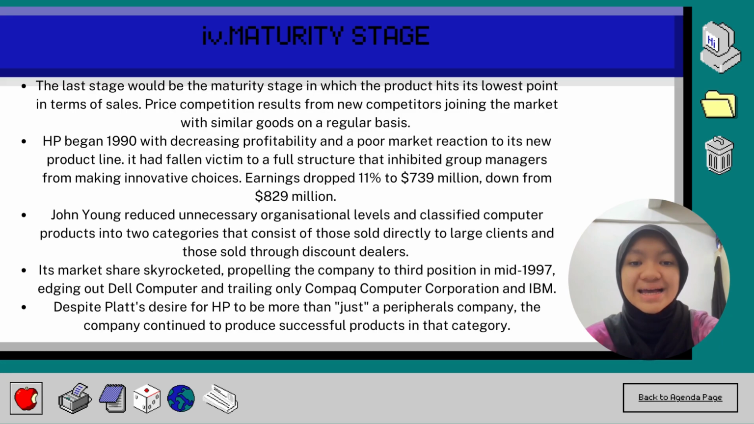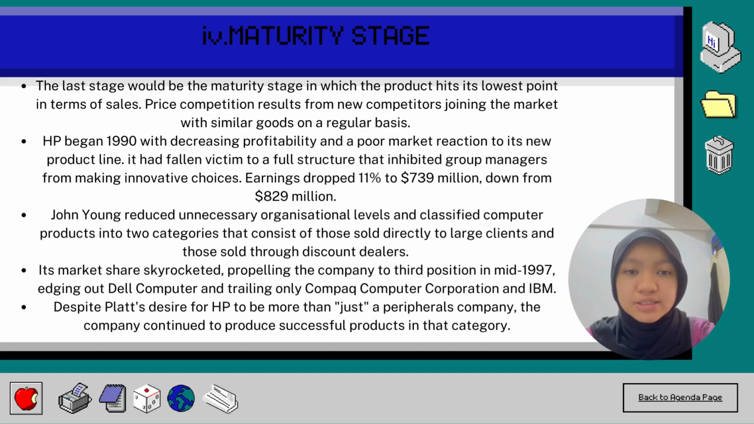John Young reduced unnecessary organizational levels and classified computer products into two categories, those sold directly to large clients and those sold through discount dealers. As a result, its market share skyrocketed, propelling the company to third position in mid-1997, edging out Dell Computer and trailing only Compaq Computer Corporation and IBM. Despite the desire for HP to be more than just a computer company, the company continued to produce successful products in that category. That's all for me.